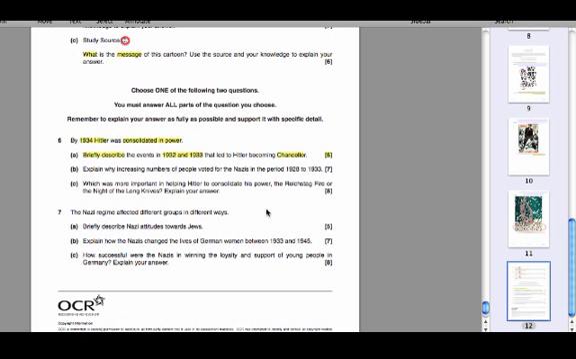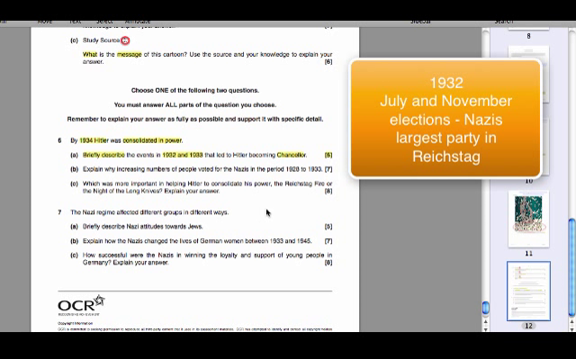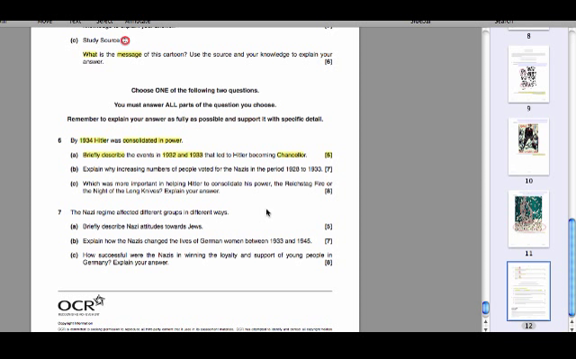So the first thing to be aware of is that is a very, very tight date range. It's not talking back to 1922 when Hitler joined the Nazis and made them more popular. We are talking about the events of 1932 and 1933, so just the very last little bit that led to Hitler becoming Chancellor. So let's make sure that we are using the correct content in that answer.